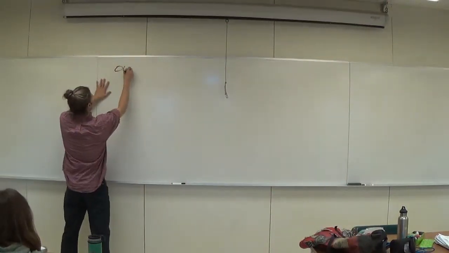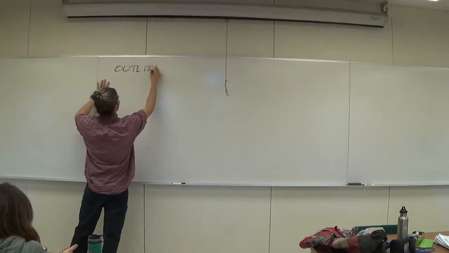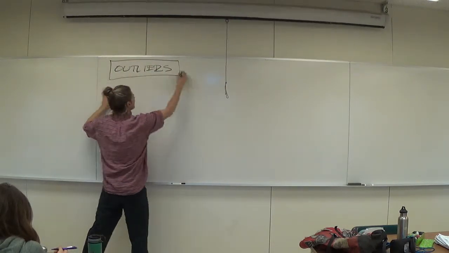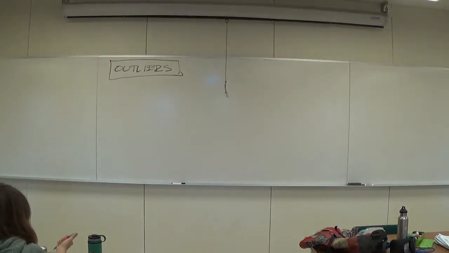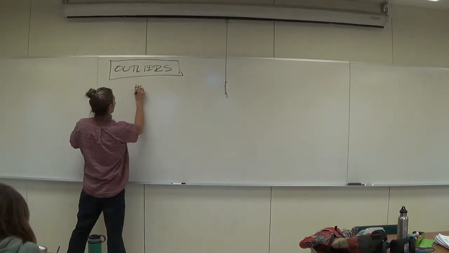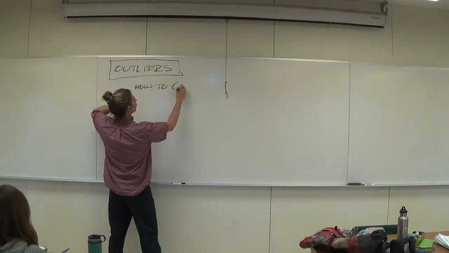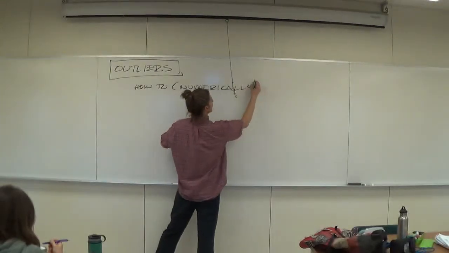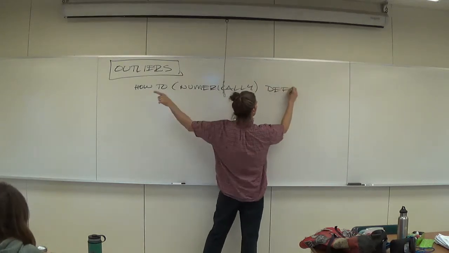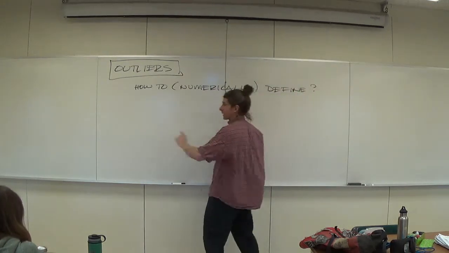So, outliers. It's funny, I catch myself spelling it wrong sometimes with an A instead of an E. So, how do you define, and I'm going to put the word numerically, numerically define them? Go with your idea. I like your idea over there. Let me hear it again.